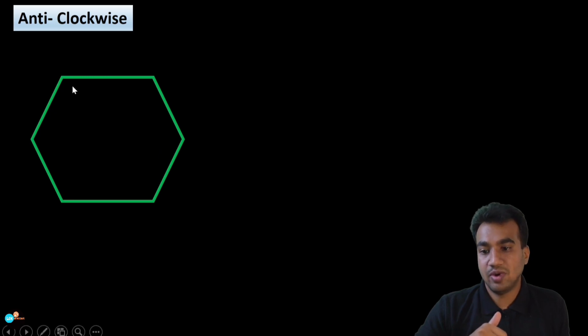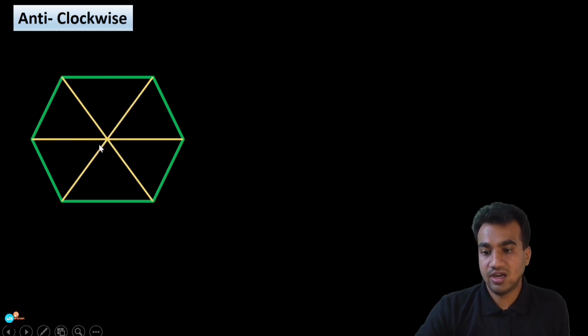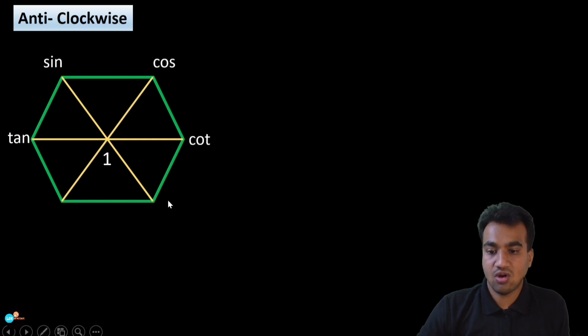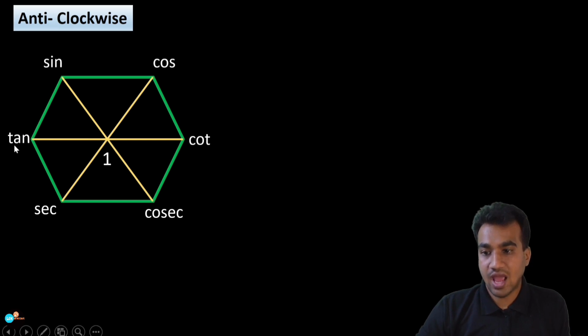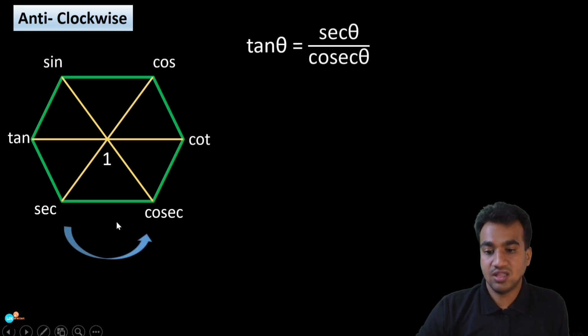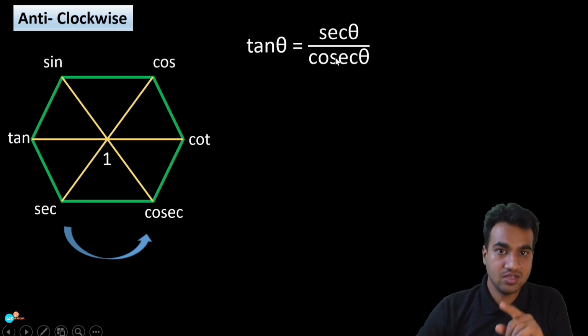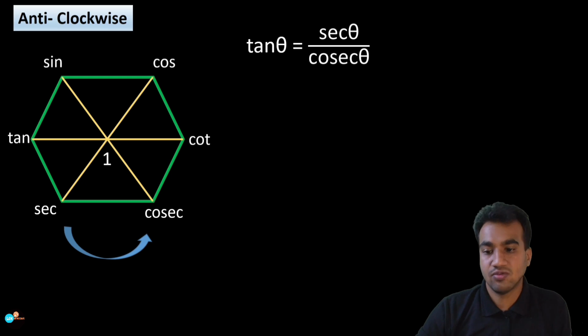So let me draw the hexagon and 3 diagonal, write 1 in the middle. So tan theta is equal to sine theta divided by cos theta. Opposite to tan is cot, cosec, sec. Now let us move from tan in the anti-clockwise direction. What is tan theta? So tan theta is equal to sec theta divided by cosec theta. So itara. So in anti-clockwise direction also you will get 6 formula.